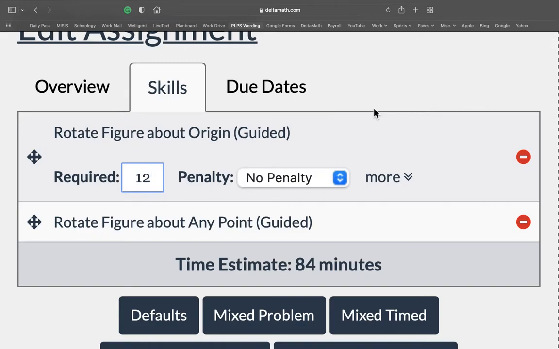Welcome to this next video lesson on transformations. Specifically, we are going to learn how to rotate figures. So make sure that you have some paper and pencil ready to take notes. And here we go. This skill that we're going to learn about rotation here is on Delta Math, right?